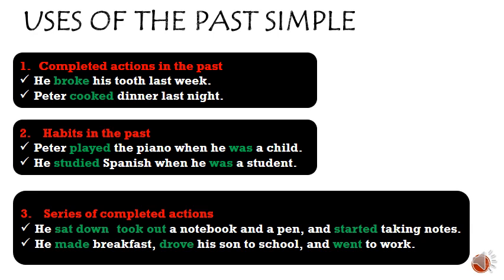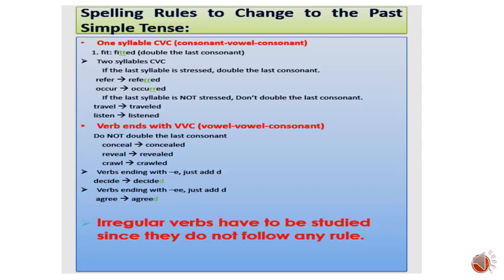Like he sat down, took out a notebook and a pen and started taking notes. So here we have 3 actions: sat down, took out, and started. The second example, he made breakfast, drove his son to school, and went to work. So we have more than one action. So these are the 3 uses of the past simple tense to express completed actions in the past, habits in the past, and series of completed actions in the past.